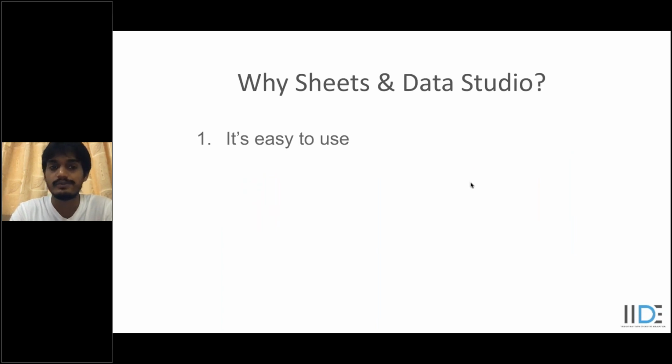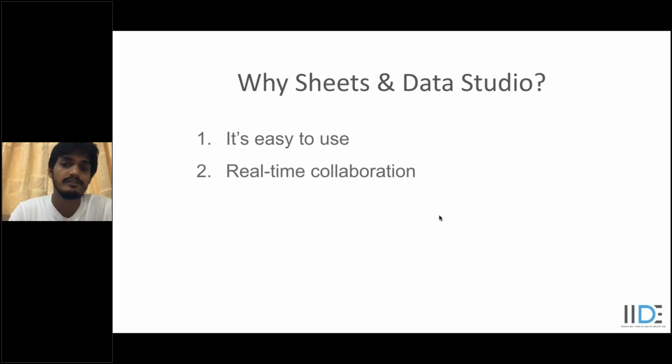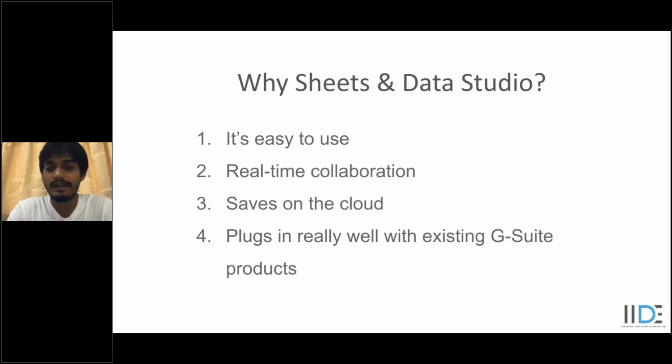Now, why these 2 products? Well, first, it's very easy to use. Second, obviously, because it's a G Suite product, it has real-time collaboration. Third, it saves on the cloud. Imagine you have a meeting the next morning and your PC just died last night. That is going to be abysmal. But if you save it on the cloud, you're going to be saving yourself that embarrassment. And eventually, fourth is it plugs in really well with existing G Suite products. What do I mean by that? It plugs in very well with Google Analytics, it plugs in really well with Google Sheets, etc. And we are going to explore all of that in due time.